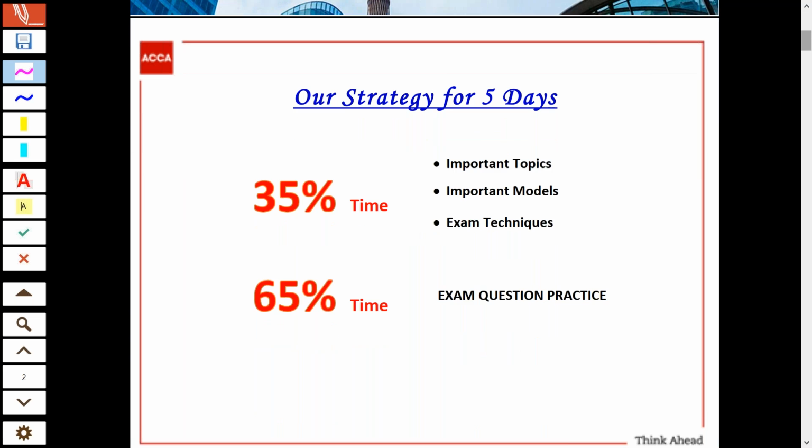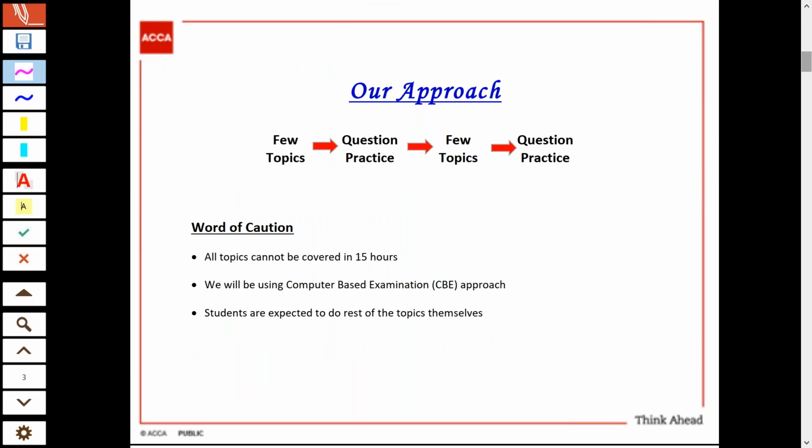Right, so what will be our strategy for the next 5 days? As usual, we will spend about 35 minutes on topics, models, and discussions. And the bulk of the time I would like to spend doing actual questions so that we are able to not only understand and apply the concepts, but also apply the exam techniques and other professional skills required. So our approach would be every day we will do a few topics and then right away we will do the practice questions on those topics and so forth.